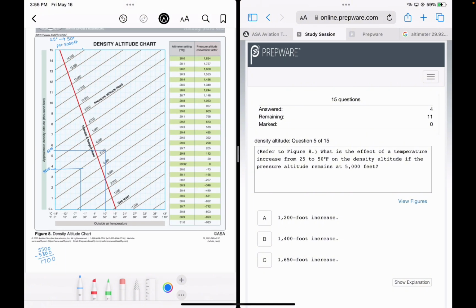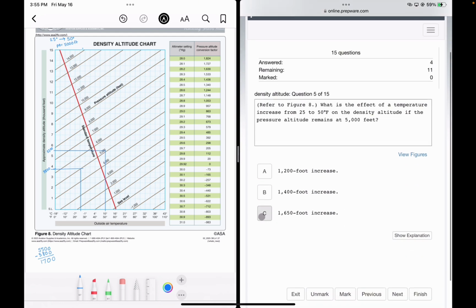So oftentimes, you won't find the exact answer among the answers you have here. And the reason why is because look at this chart. Look how tiny those tick lines are. How are you supposed to get it exact? You can't, not really. So what you do is you just pick the one that's closest. So I got 1,700, and this seems like a pretty good close number to what I got. And hey, look at that!